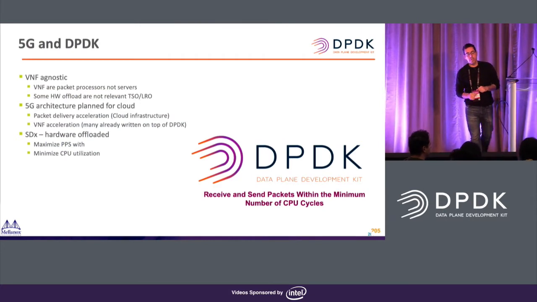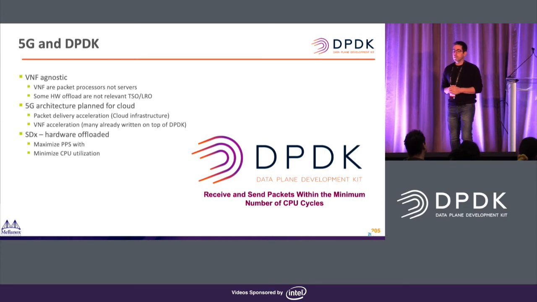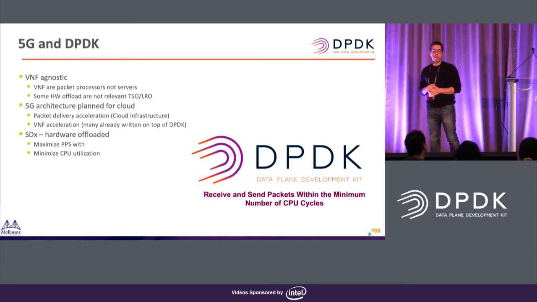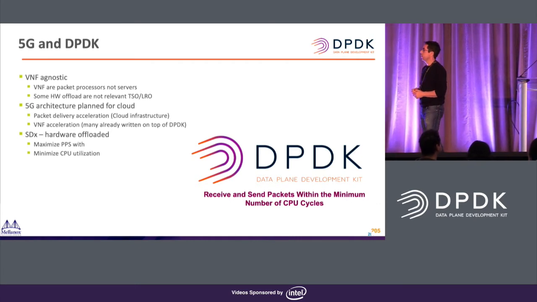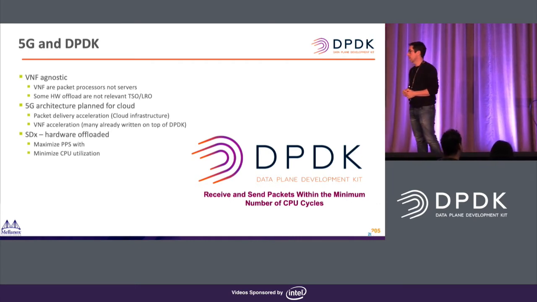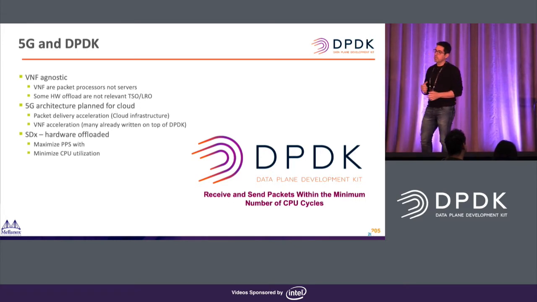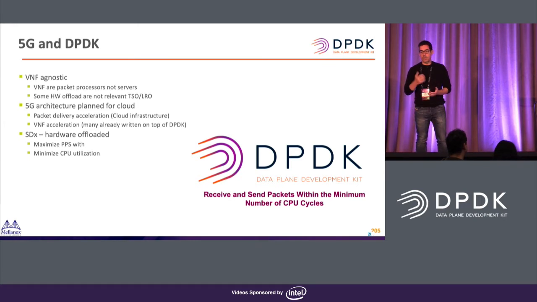So in 5G and DPDK, for 5G, the packets per second is going to be huge. We want a very low latency. And a lot of the VNFs that are going to run on the clouds are packet processors. They are not services like web services. They cannot benefit from TSO and LRO and all the hardware offload that currently exists.